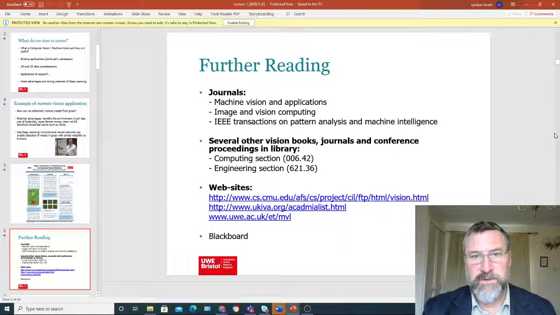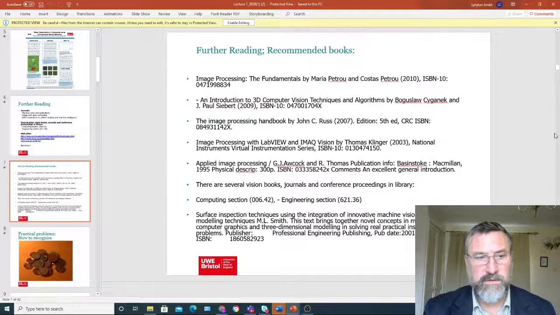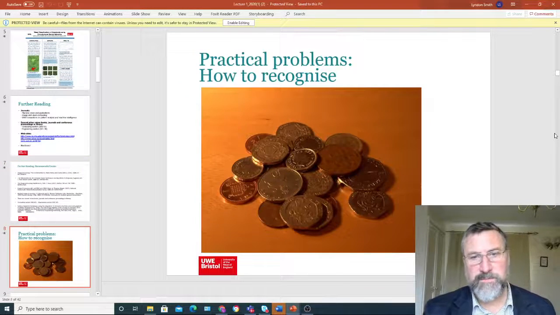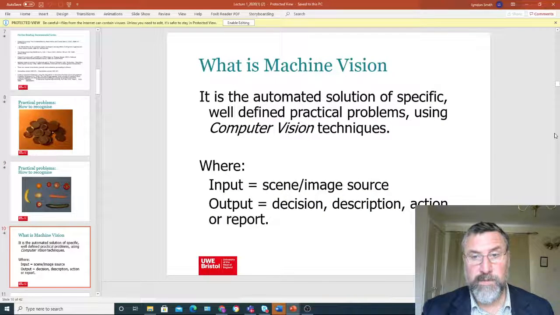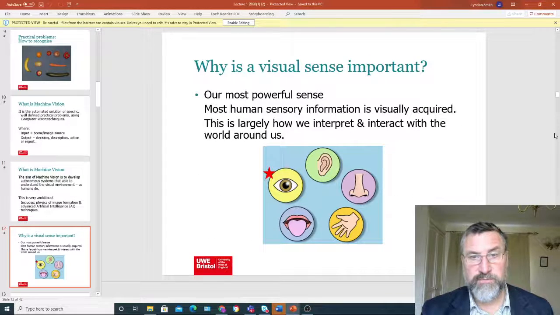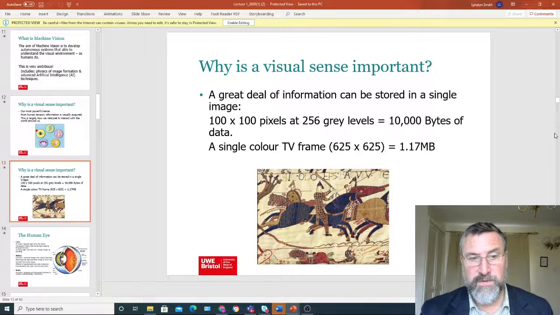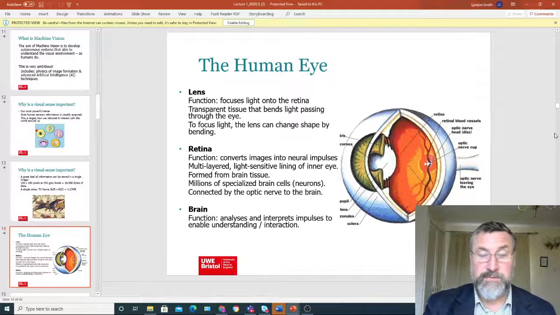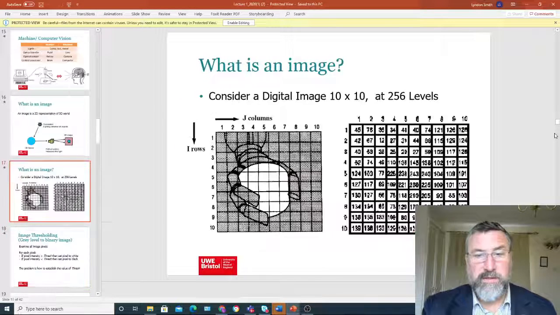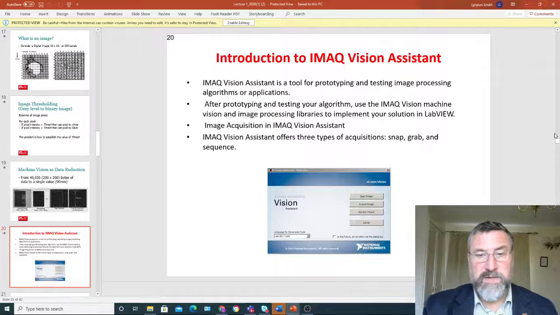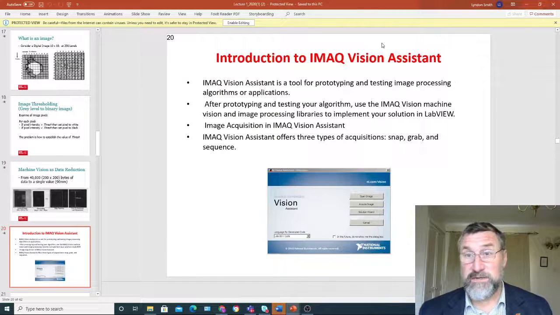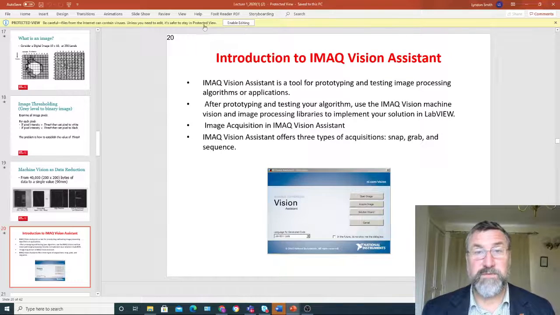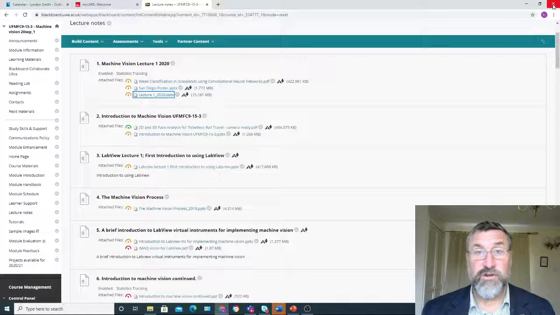And talking about what you can do in terms of further reading. So I won't go through all this, but I think it's all pretty self-explanatory. Basics of machine vision, really, what we're trying to do. Why the sense is important. I mean, it's the most important sense, I would say, followed perhaps by tactile, which is very important when you're trying to manipulate things with robots, really. But yeah, so this is an extremely important sense, of course. And then we went on to Machine Vision Assistant, and then ultimately onto LabVIEW, wasn't it really? So that was a nice introduction, hopefully.